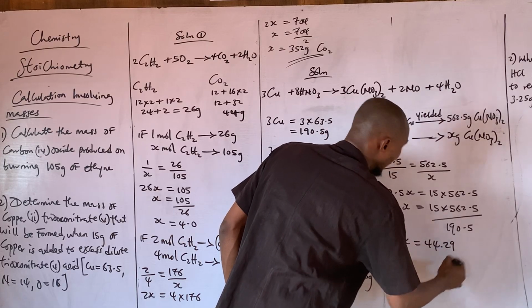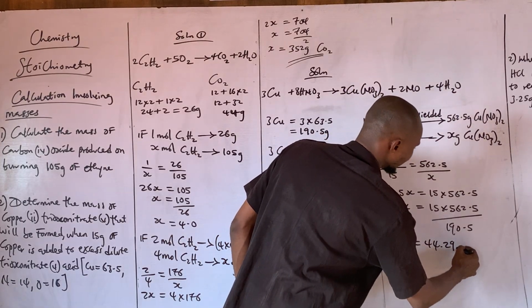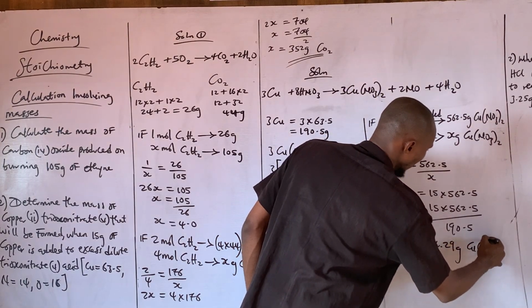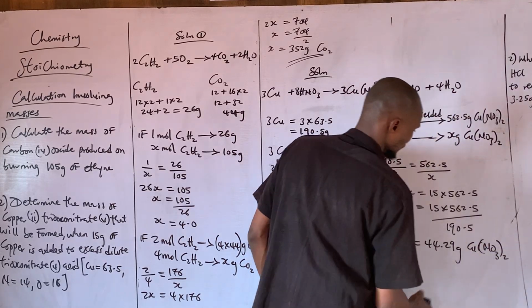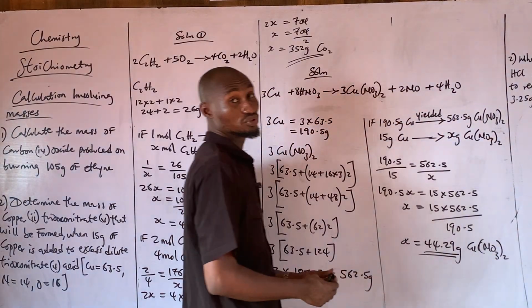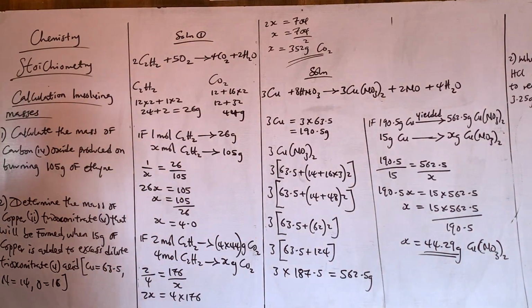44.29 gram of this copper 2 trioxonitrate 5. So the final answer is 44.29. Do you understand now? Yes.